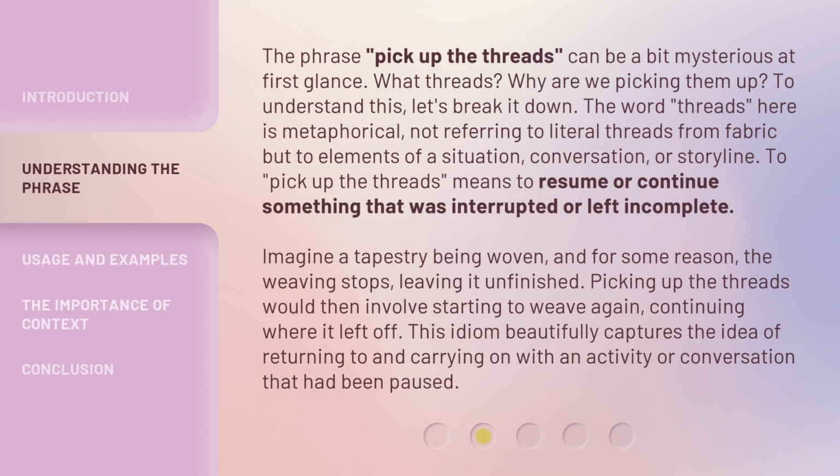Imagine a tapestry being woven, and for some reason, the weaving stops, leaving it unfinished. Picking up the threads would then involve starting to weave again, continuing where it left off. This idiom beautifully captures the idea of returning to and carrying on with an activity or conversation that had been paused.